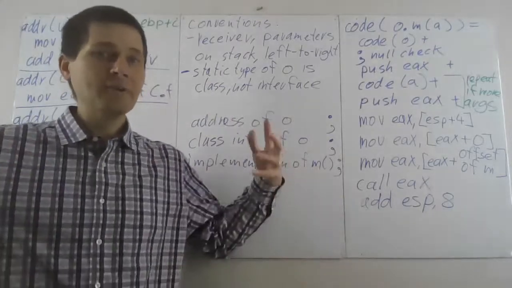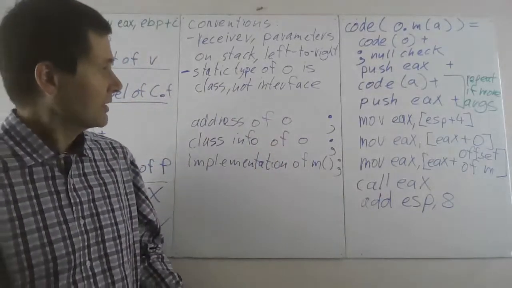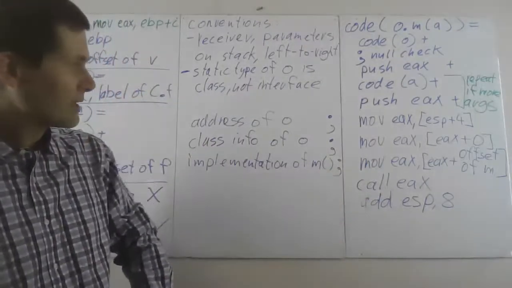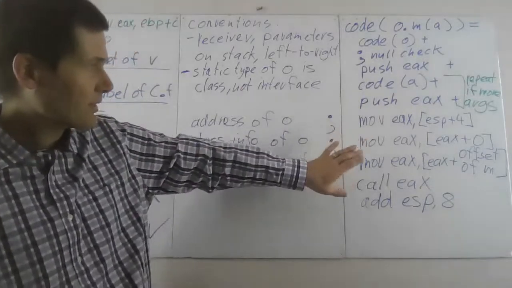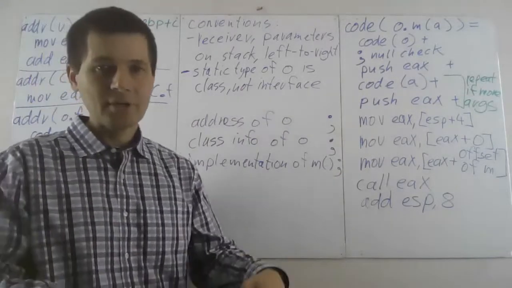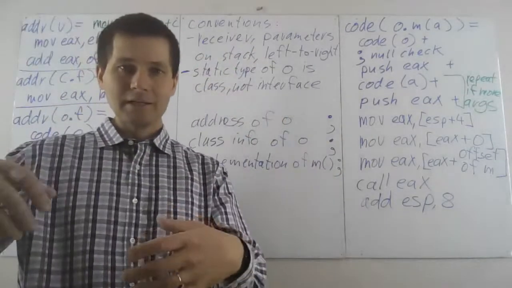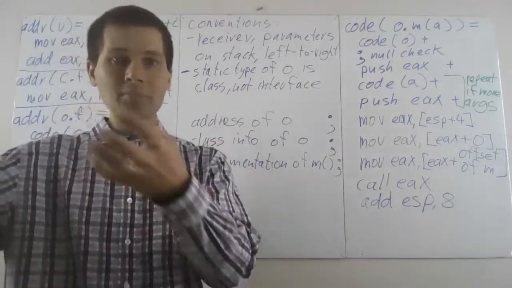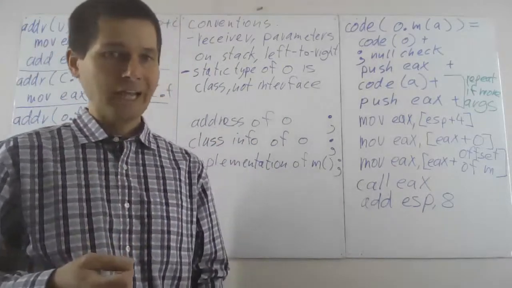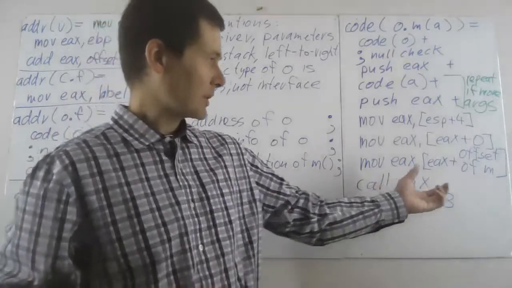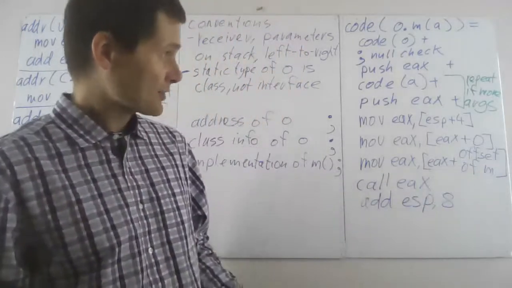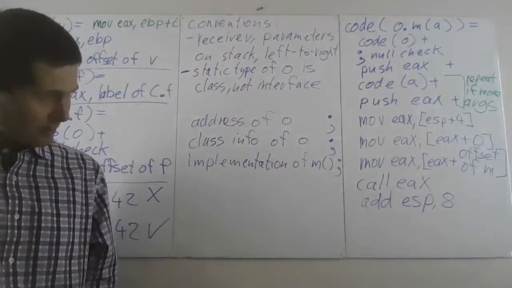On the other hand, if you had an interface method, it would be more complicated than this, because instead of this code for looking up the method, you would be looking up a column of the selector index table, and then you would be looking at an offset in that selector index table.